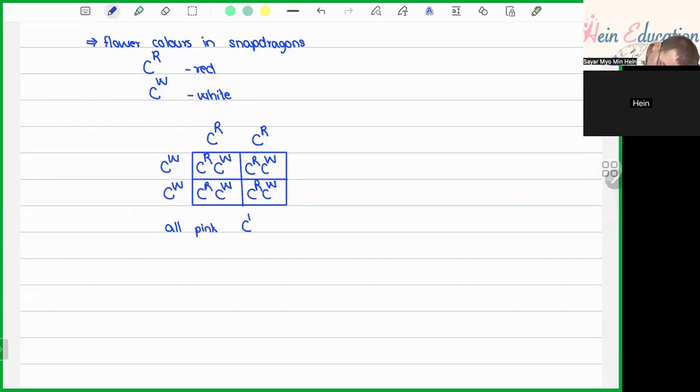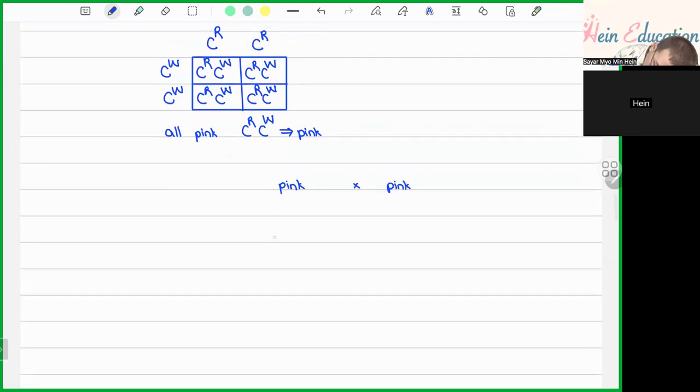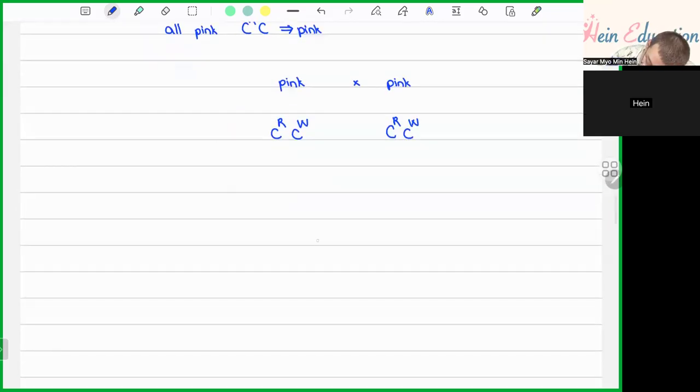Okay, so here this CRCW is another character in which both alleles are expressed in the phenotype, right? So both alleles are expressed in the phenotype. So this will be the pink. So when we cross those two pink together, again we will have pink crossing with pink. So we have CRCW, CR, and CW. So again, let's draw a Punnett square.